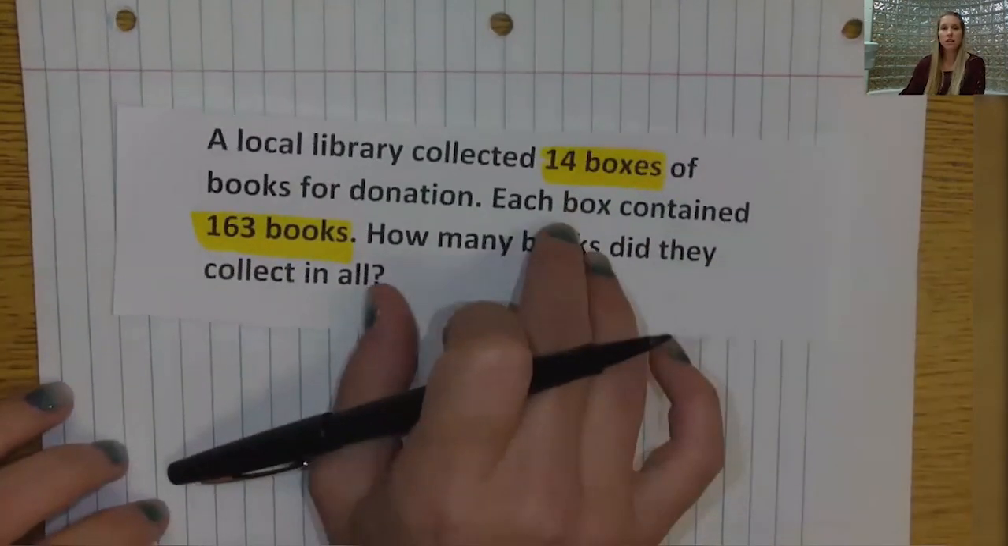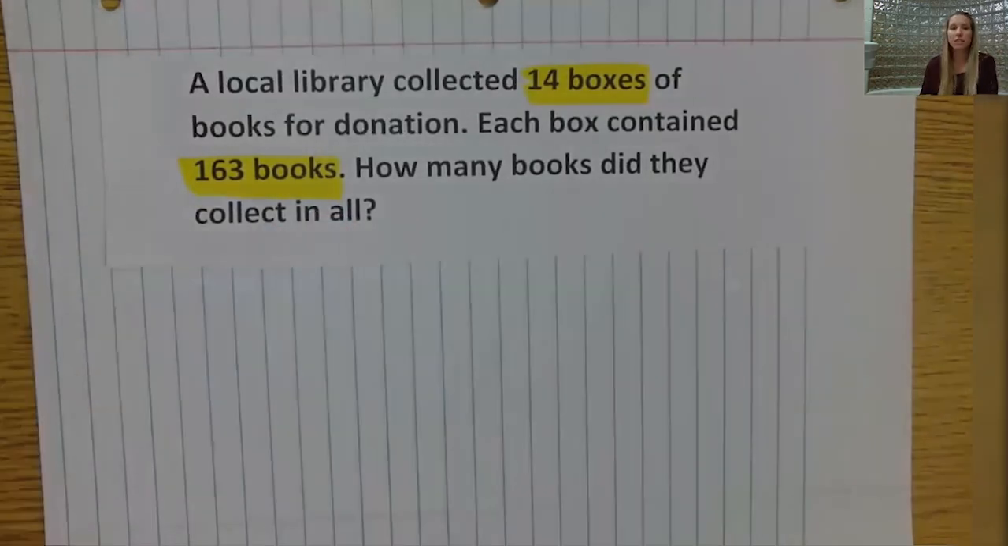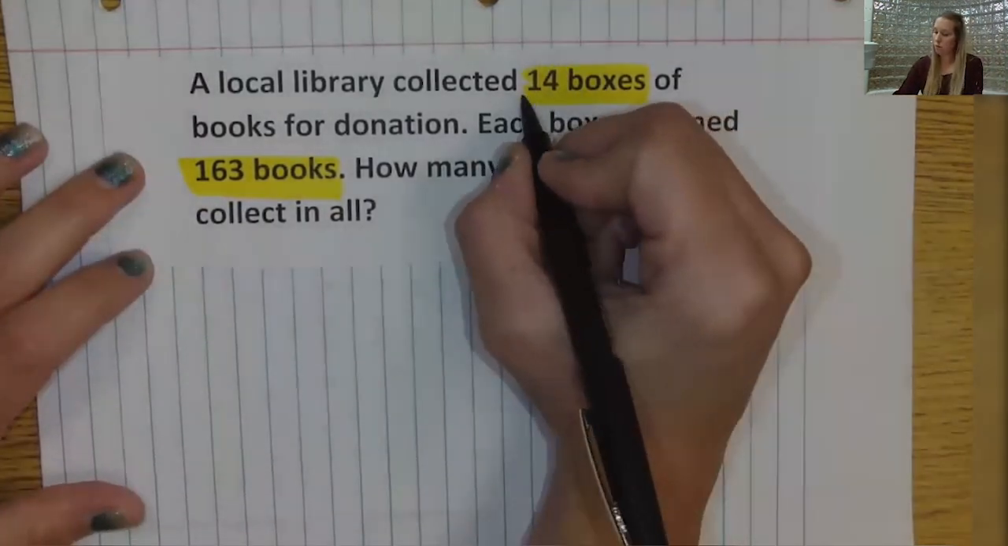Let's start by looking at this problem. The local library collected 14 boxes of books for donation. Each box contained 163 books. How many books did they collect in all? Looking at this problem, what do you think that we need to do to be able to solve it? Well, how many books were in each box?